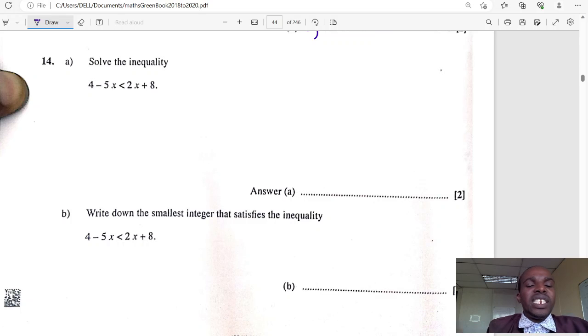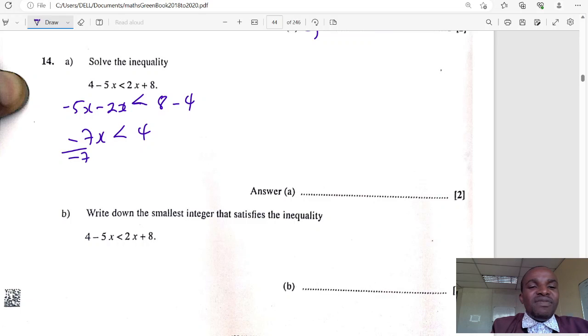Next, solve the inequality. Right, with inequalities the rule is the same as when you are working with an equal sign, but the only difference comes when you are dividing by a negative number. Then the inequality sign will change. So you can say minus 5x, collect like terms, minus 2x is less than 8 minus 4. Then minus 7x is less than 8 minus 4, which is 4.